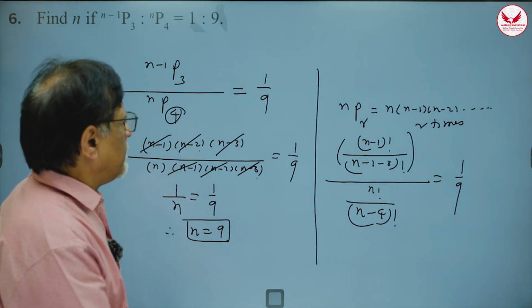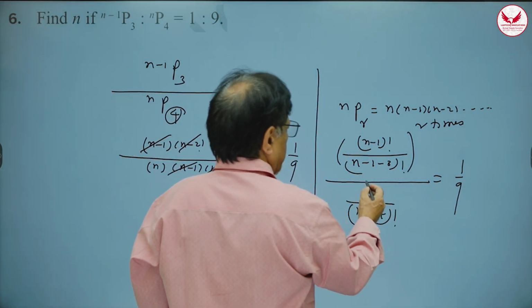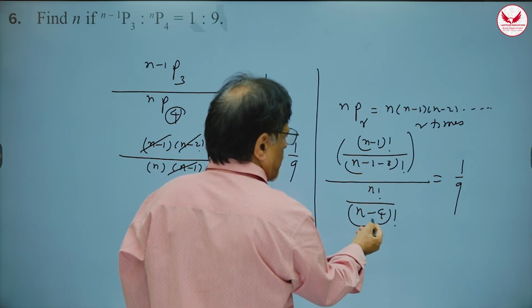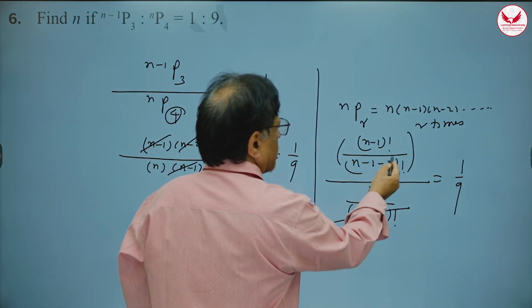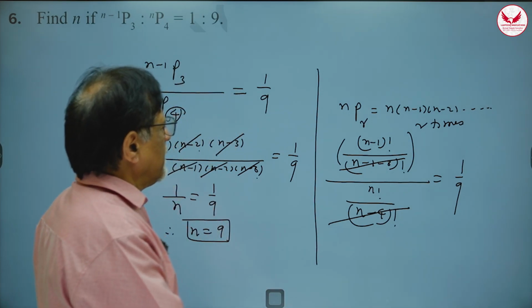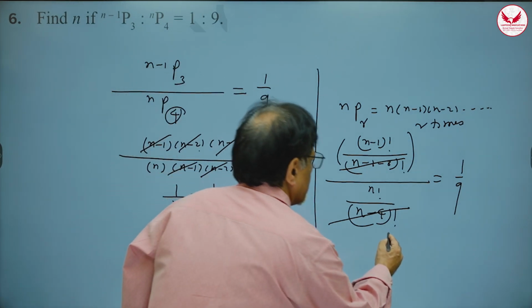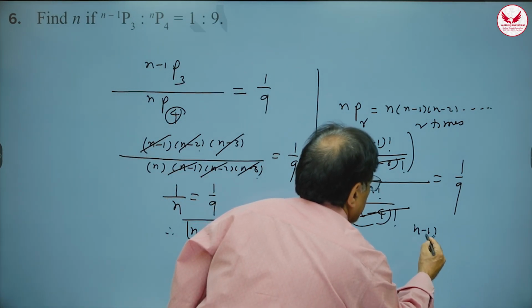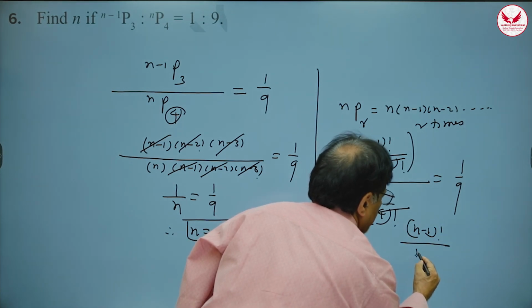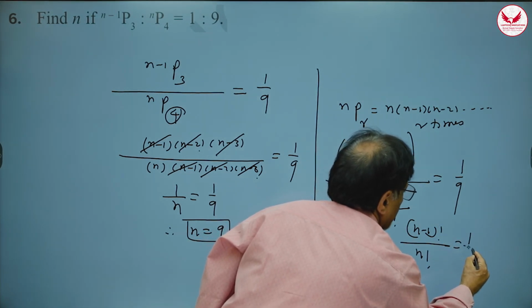Okay. Now, this gives you what? This gives you (n-4) factorial in the numerator and the denominator also has (n-4) factorial. So let us cancel it right away. So this part goes. So we are left with only 2 numbers here. (n-1) factorial divided by n factorial, which is 1 upon 9.